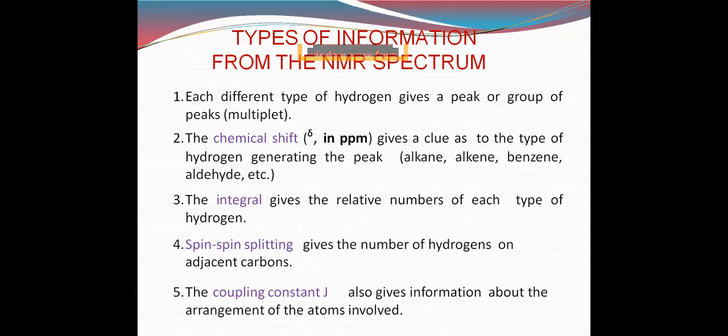Next, the coupling constant. What is this? It gives information about the arrangement of the atoms involved. The coupling constant especially tells us about the arrangement of the protons in the molecule. So there are 3 important things that we have to identify in any spectrum: the chemical shift, the spin splitting, and the coupling constant. These 3 we have to look for.